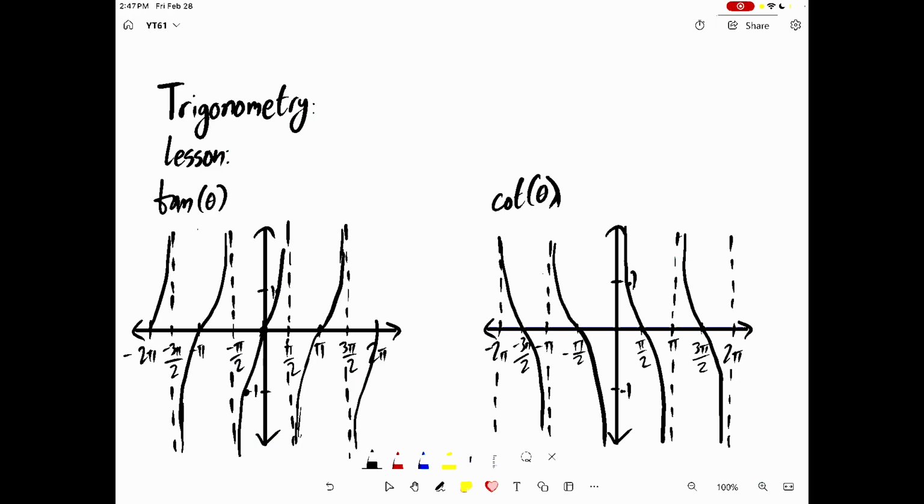In our next video of the graphing series, we're going to have secant of theta and cosecant of theta.